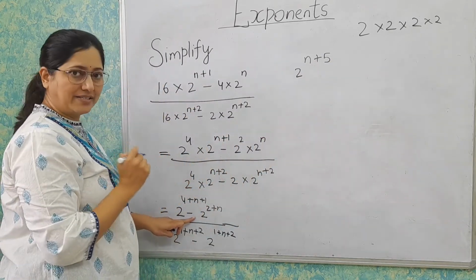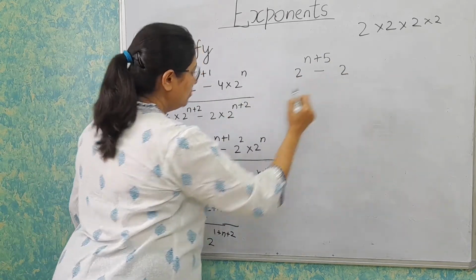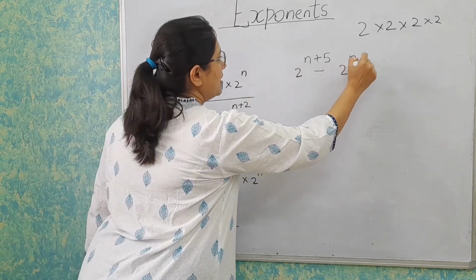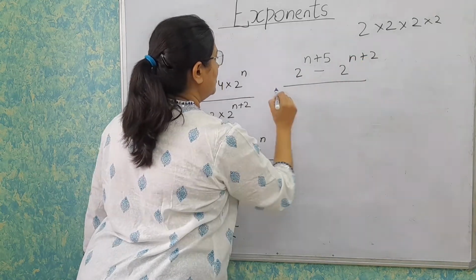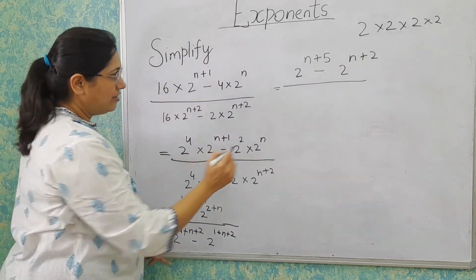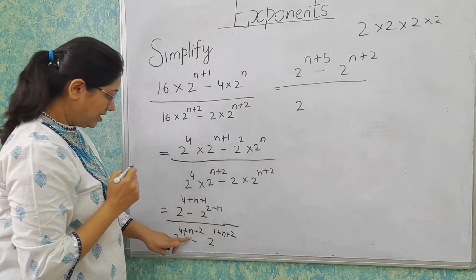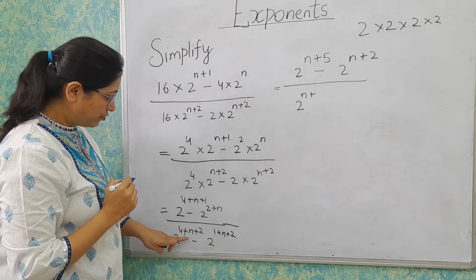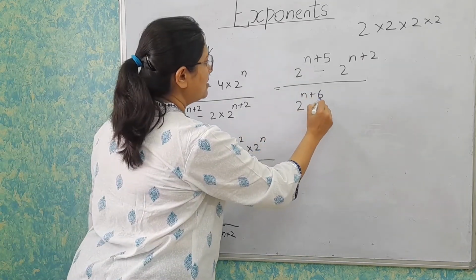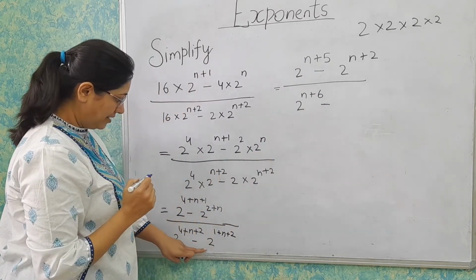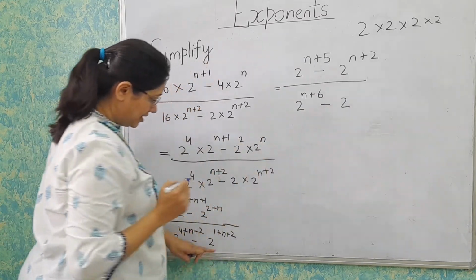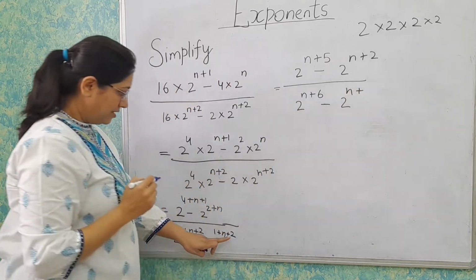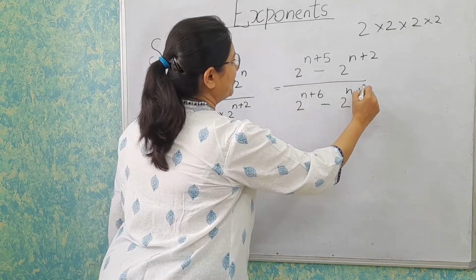Then there is a minus sign. 2 raised to the power, again I will write n first, n plus 2, divided by, again first I will write 2. Again I will write n first plus, now I have to add this 4 with 2, that is 6. Again I will put a minus sign and now again I will write 2. Again I have to first write n plus 2 plus 1, which is 3.